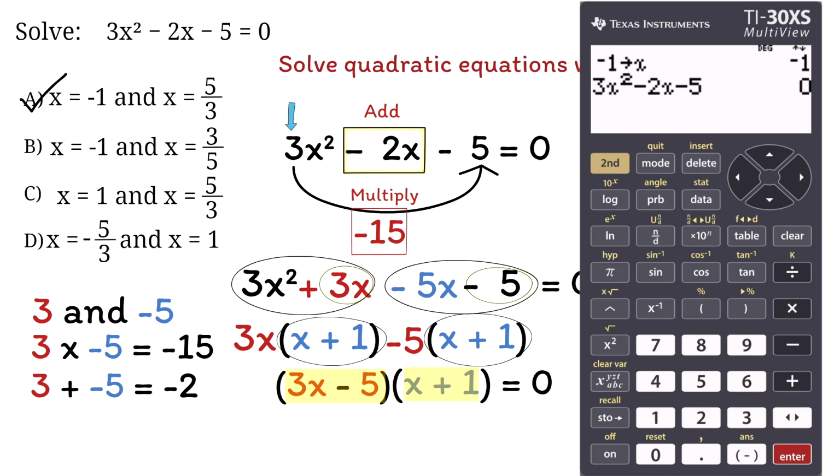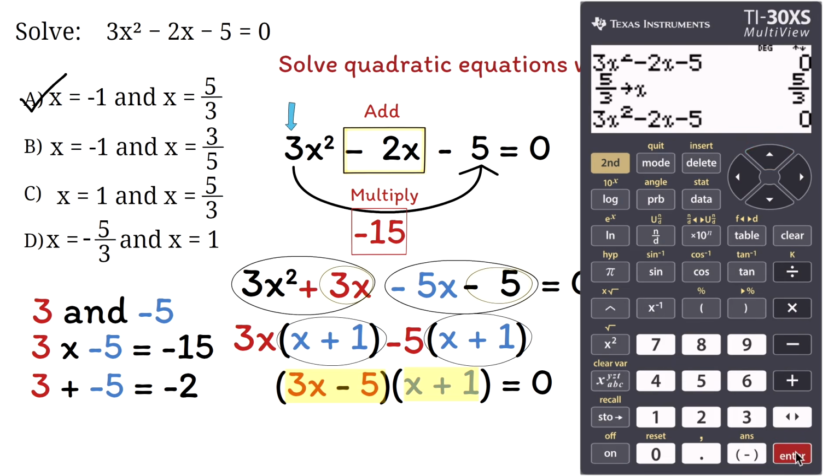Since options A and B have x equals negative 1, we have to test the next value to pick the correct one. We look at x equals 5 over 3. Let's store it as our new x value. Now we will use our arrow key to navigate to the expression again. Then press enter 2 times. This is using the newly stored x value of 5 over 3. Since this also gave us 0, we have confirmed that option A is the correct answer.